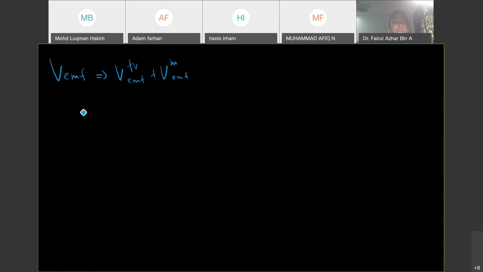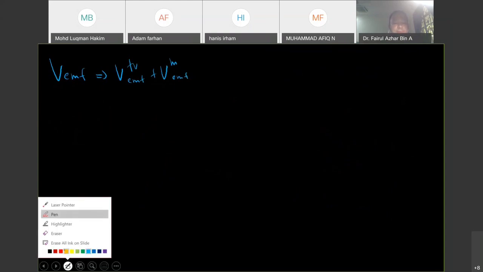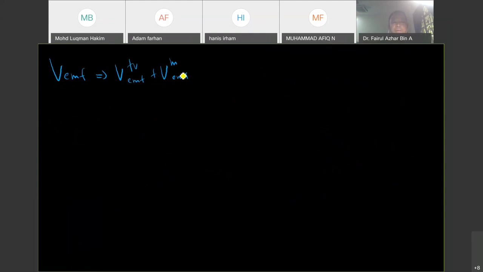In this case, because we have two types of EMF induced at the same time, we will have a motion or moving loop located in a time varying field.